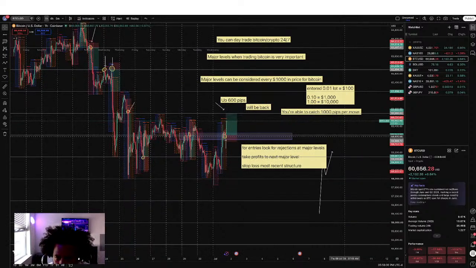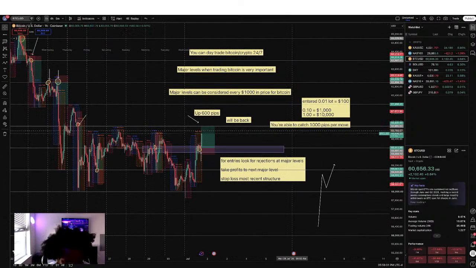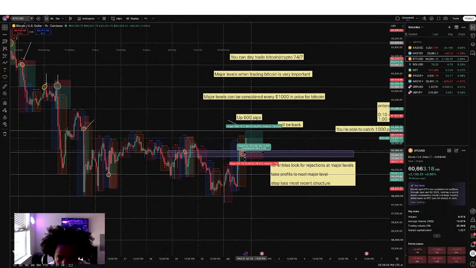Yo, running right now. Bitcoin running. You can see playing off the major levels.